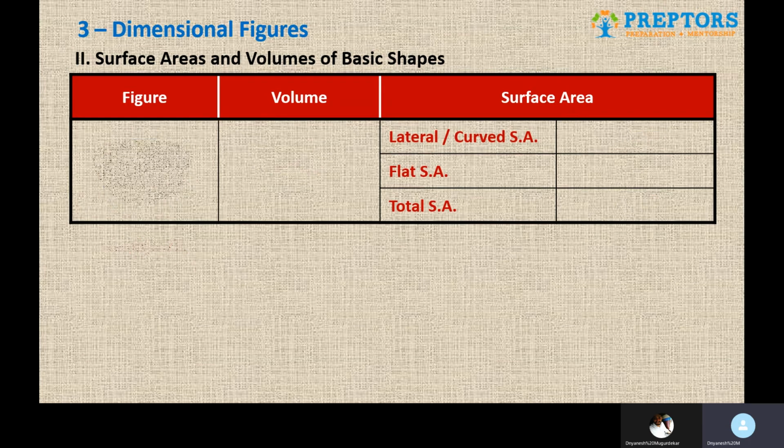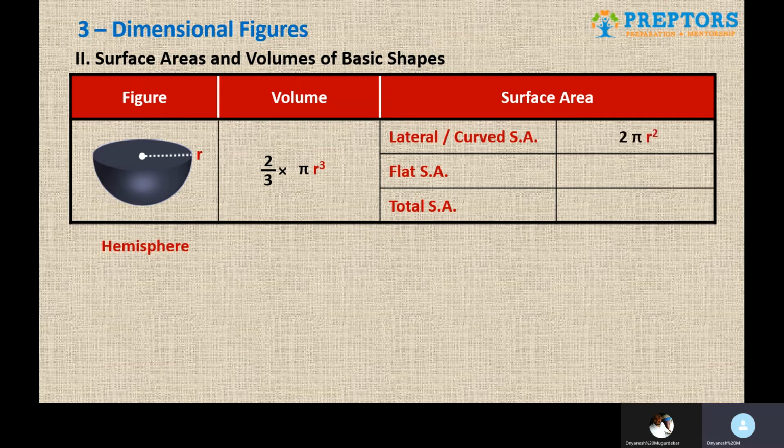The next one is a hemisphere, half of the sphere. Volume will be half of that of the sphere's volume, which is 2/3 pi r cube. Curved surface area, half of the sphere's curved surface area, 2 pi r square. Flat surface, yes, there is a flat surface now, which is a circle, which is pi r square, and hence the total surface area becomes 3 pi r square. These two are the solid figures, the hemisphere and the sphere.